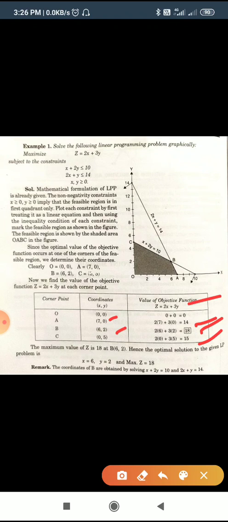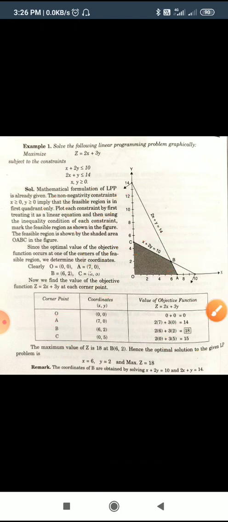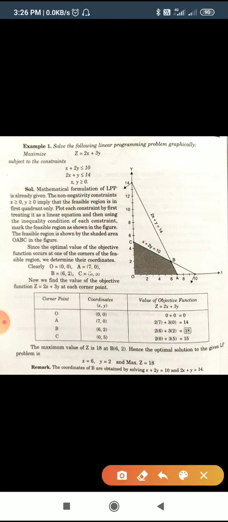Now the maximum value of z is at B, where the coordinates are 6 and 2, x is equal to 6 and y is equal to 2. We put in z, then we get 18. This is the maximum value, and we optimize the objective function, that means we maximize the z, and maximum z is at B. So the solution of the given LPP is x is equal to 6 and y is equal to 2 and z is equal to 18. So these coordinates of point B give the maximum value of z. So using the point corner method, we find the optimum of the objective function.